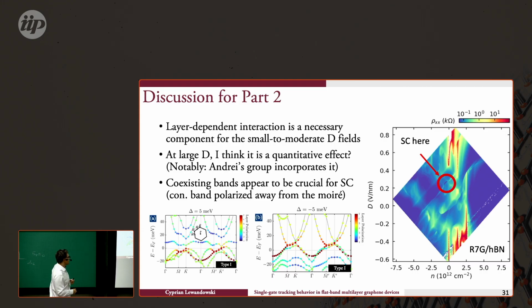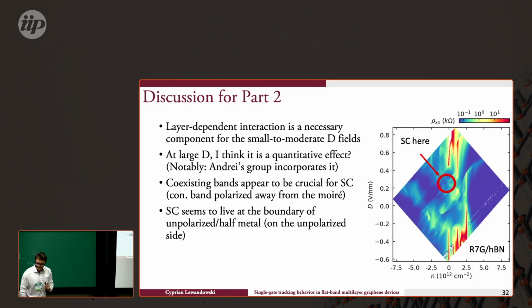So here my Moiré interface is at 0, so everything which is blue is polarized towards the Moiré interface, and you find that if my conduction band is polarized towards the Moiré interface, then the electrostatics suggests that I would like to have an isolated band, but if it's polarized away, then the bands prefer to coexist.